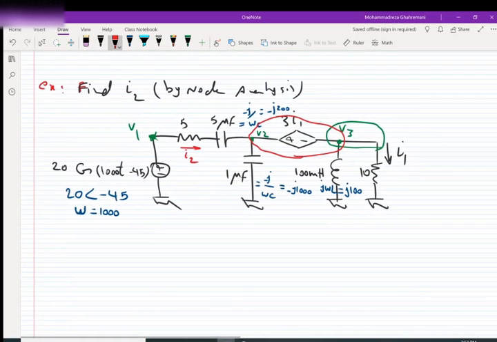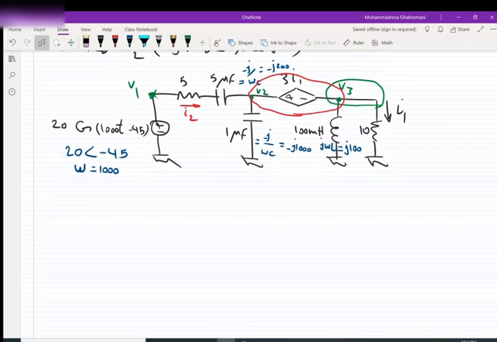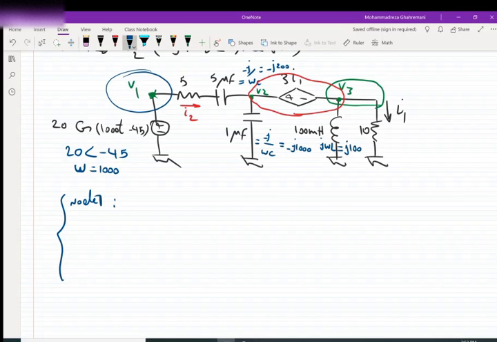Now it's time to write the equations. We start by writing the node 1 voltage. Because it's connected directly to a voltage source, we simply say V1 is equal to 20 with the angle of negative 45. The next node: because V2 and V3 create a supernode, we need to write a supernode equation.